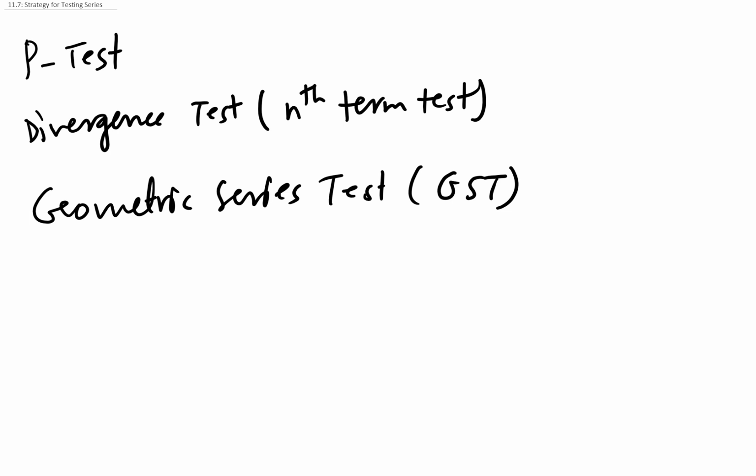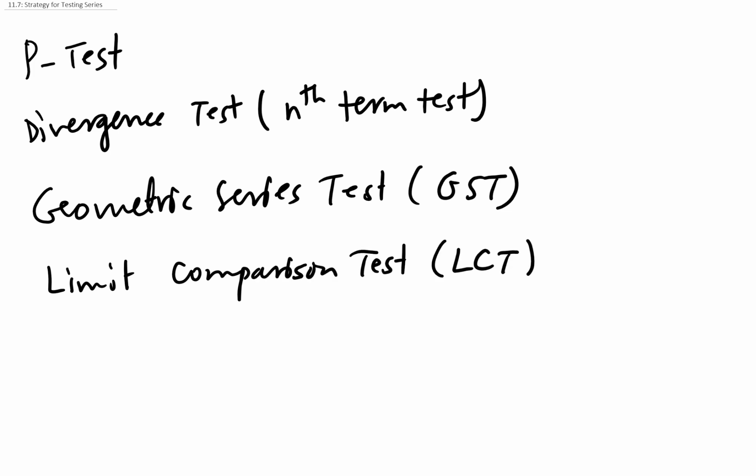The next set is those related to the comparison test and limit comparison test. One thing to keep in mind, it's easier to do the limit comparison test than the comparison test. So you can try the limit comparison test, I'm going to call it LCT, provided you don't know if the comparison test is going to work or not. Then the comparison test, CT.